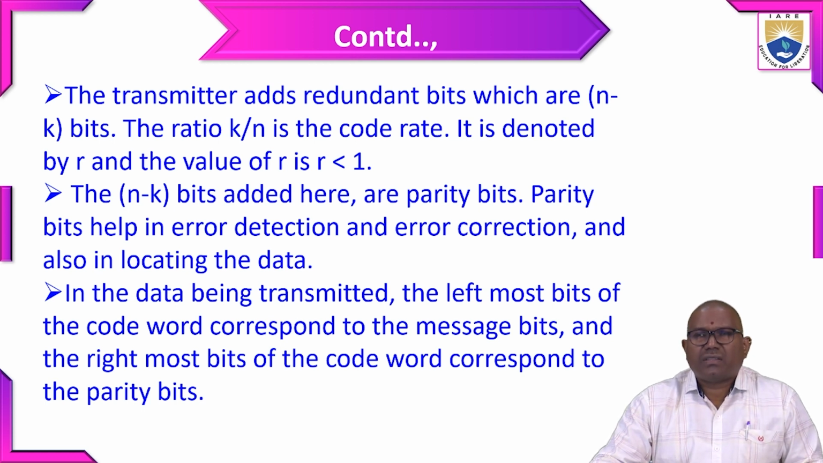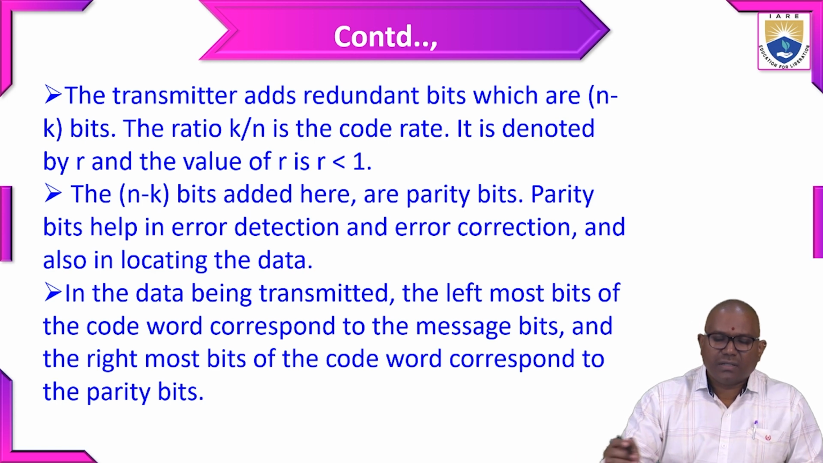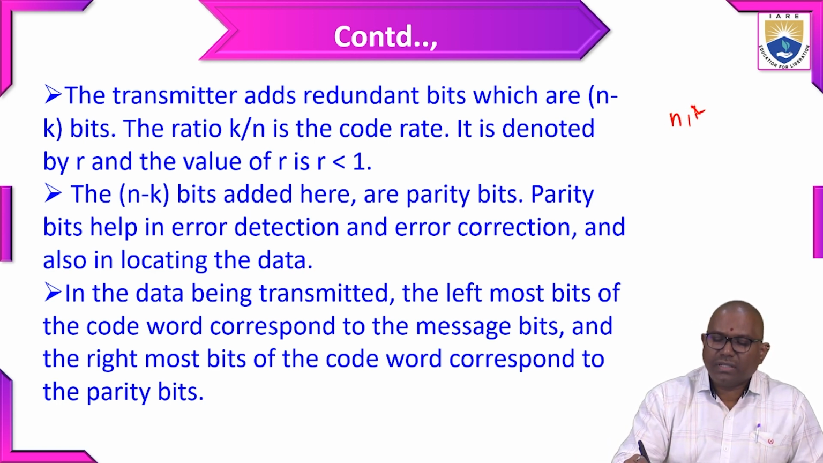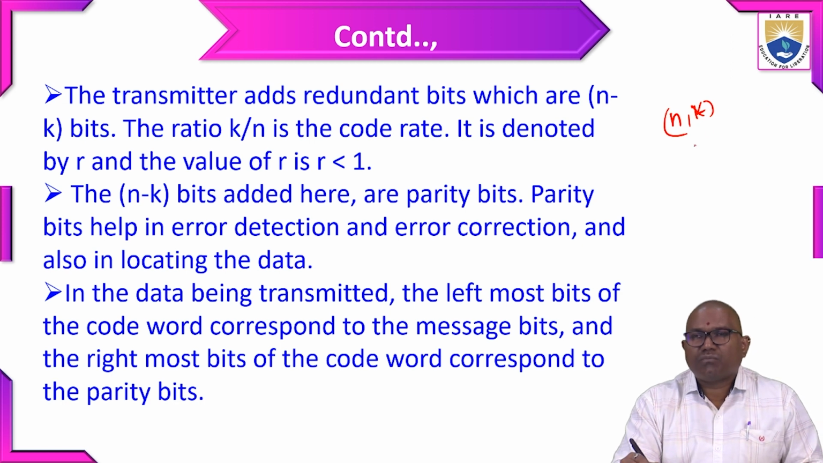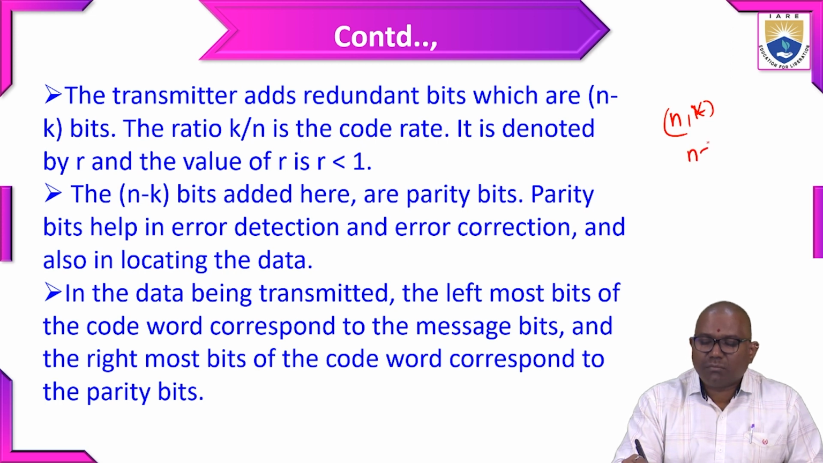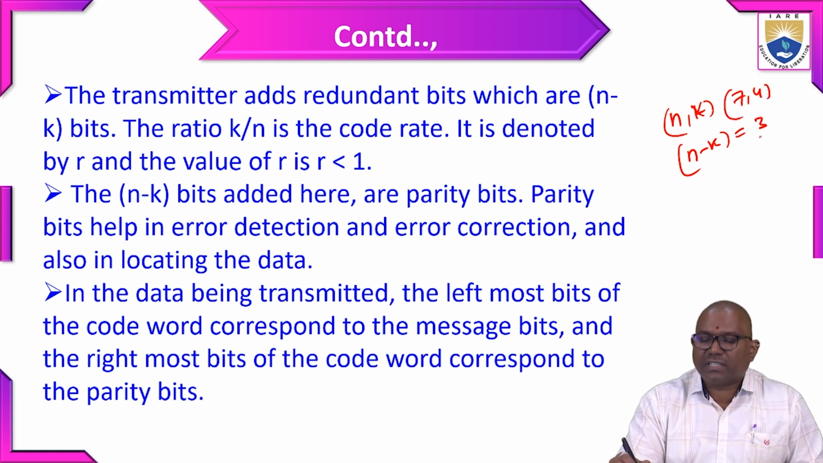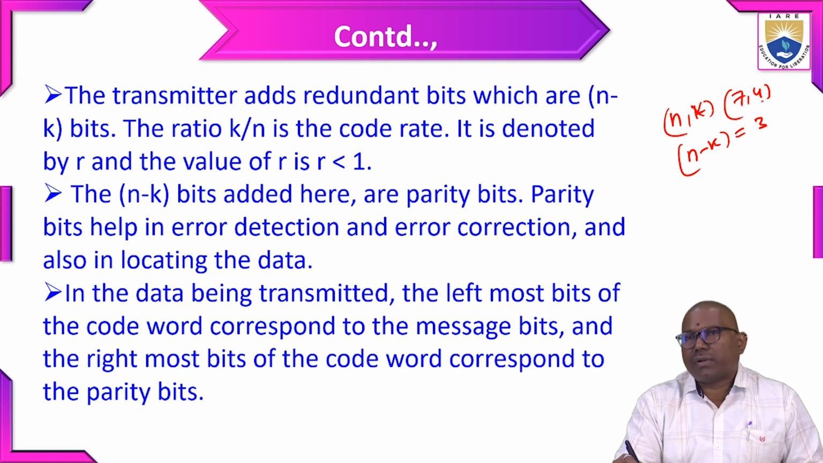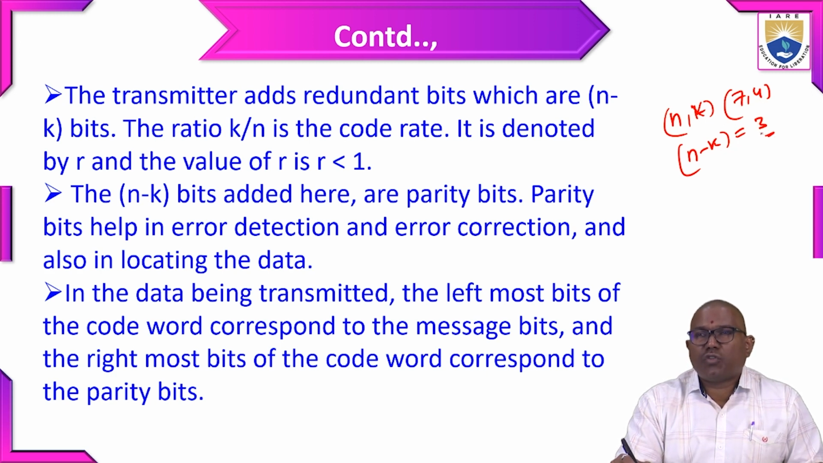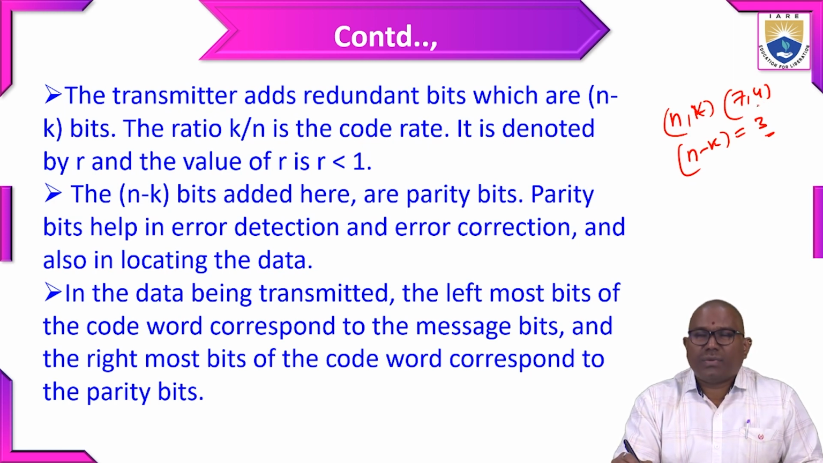So the transmitter adds redundant bits, that is n minus k bits. Here we have (n, k), that is the block code size. So in (n, k), n is the number of bits in the code, and k is the message bits. So here I am going to add n minus k parity bits. For example, take (7, 4). In (7, 4), how many parity bits? We have 3. Why? n is 7, k is 4, n minus k means 3. So I am going to add 3 parity bits for the 4 message bits.